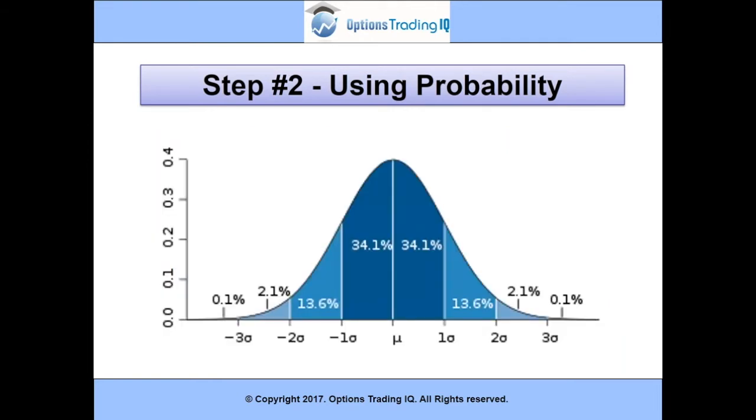So in terms of probability, what we've got here is a bell curve, or the normal distribution. And you can see that within a 1 standard deviation move, prices are going to stay within that range around 68% of the time. And within a 2 standard deviation move, around 95% of the time. So the majority of the time, stocks are going to stay within that 2 standard deviation move.